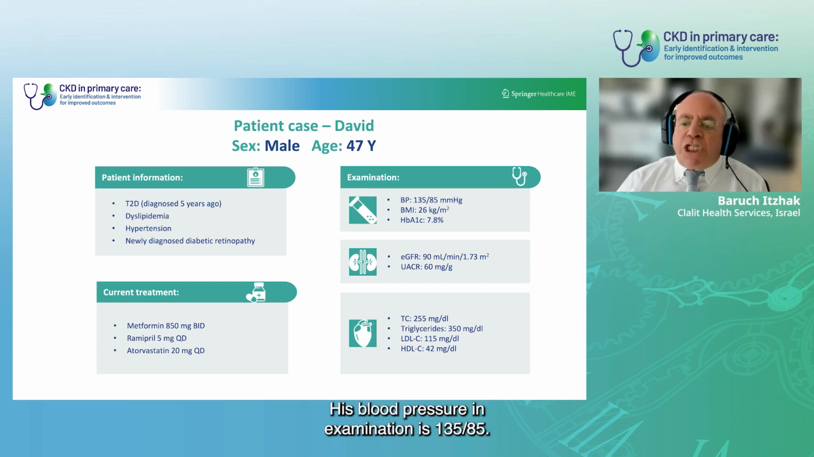His blood pressure in examination is 135/85. His body mass index is 26. His A1C is 7.8. His estimated GFR is 90, and his urinary albumin-creatinine ratio is 60. In repeated examination tests, he had almost the same results of eGFR 90 and UACR of 60.